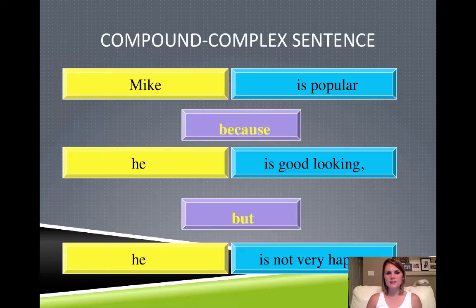Okay, so here is another compound complex sentence, just formatted a little bit differently if this makes more sense to you. Mike is popular because he is good looking, but he is not very happy. Okay, so you have Mike is popular is the first independent clause. You have subject and verb. And then because is the subordinating conjunction. He is good looking is the simple sentence that was complete until we put because before it to make it subordinate. And then you have but, a fanboys conjunction, and the last independent clause, he is not very happy.